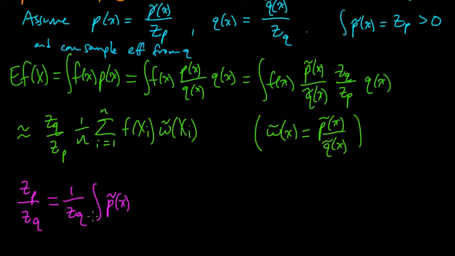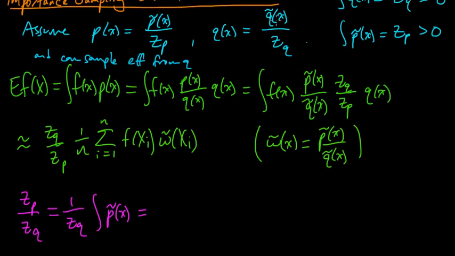We want to somehow get rid of this Zq now, because we don't know what that is. So Zq, we can use this definition here, q tilde over q. So we could put p tilde of x over q tilde of x.